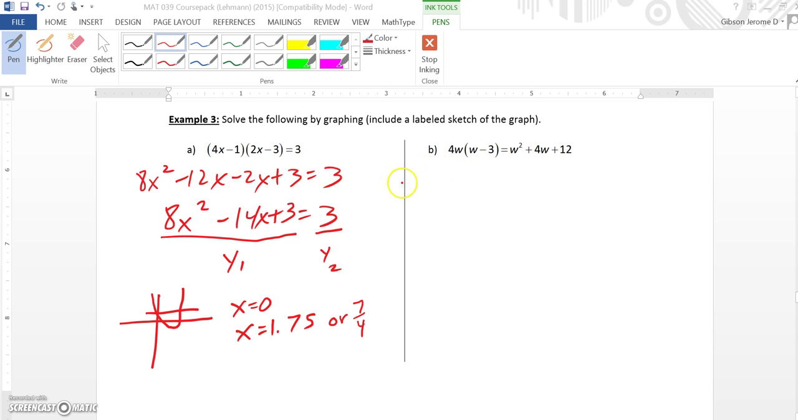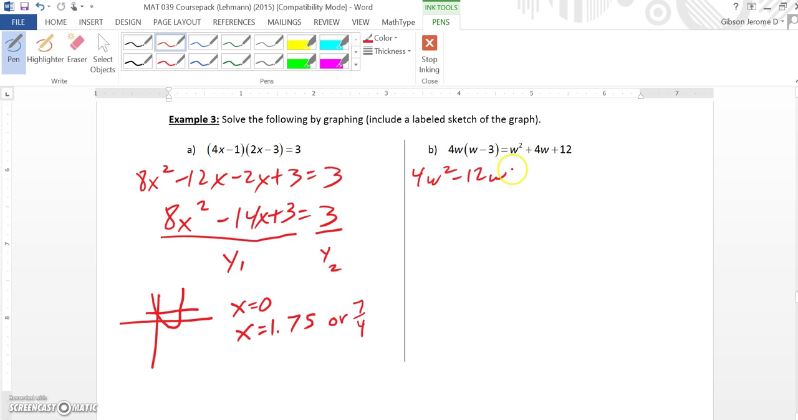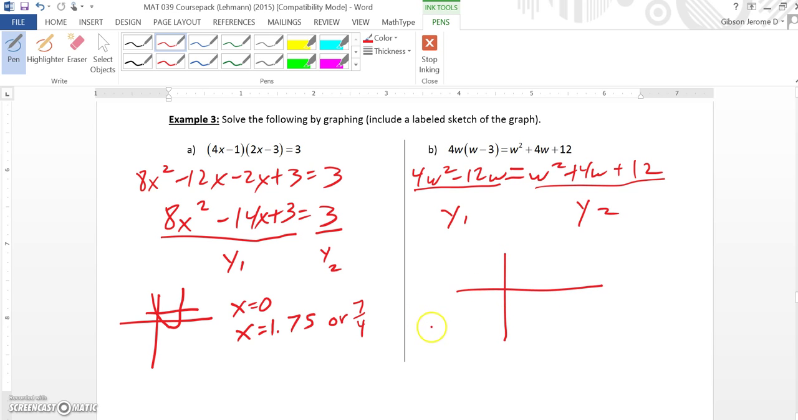We need to multiply this out, which will give us 4w squared minus 12w equals w squared plus 4w plus 12. So you will put both of these in your calculator. This will be your y1. This will be your y2. Now the graph that would be given to you would be similar, not exactly like this here.